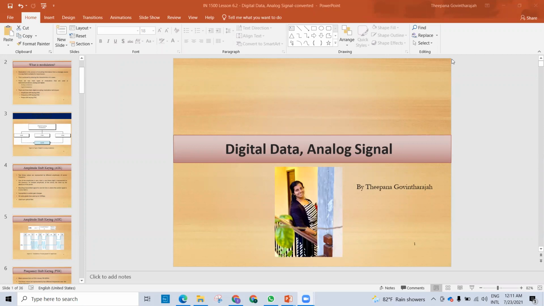Hi guys, in this video we are going to see about encoding techniques, how digital data is converted into analog signal. In our last video, we have seen how digital data is converted into analog and digital signal. But in some cases, there are situations where we can transfer only analog signals. So there should be a mechanism to convert digital data into analog signals.